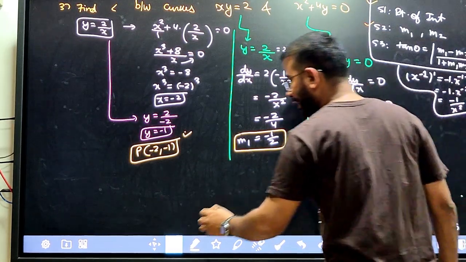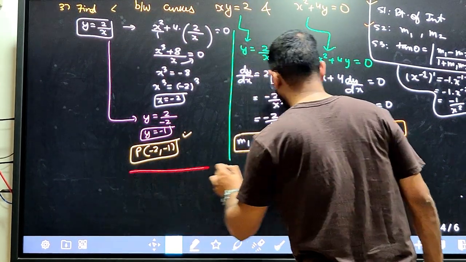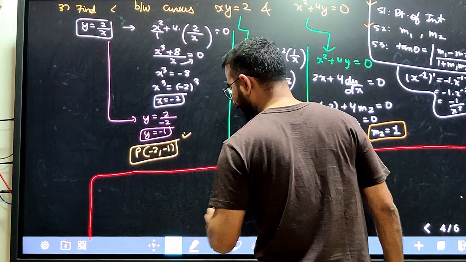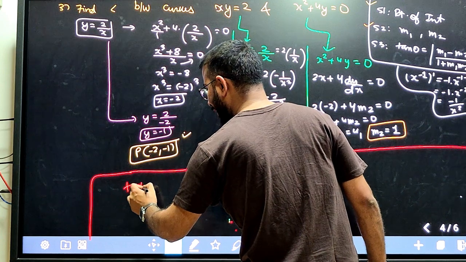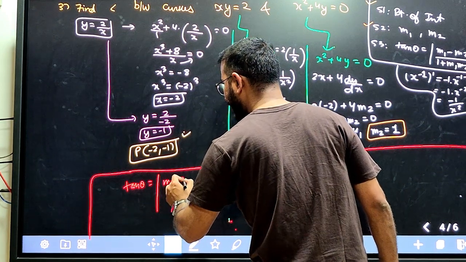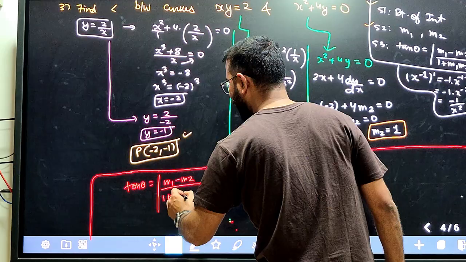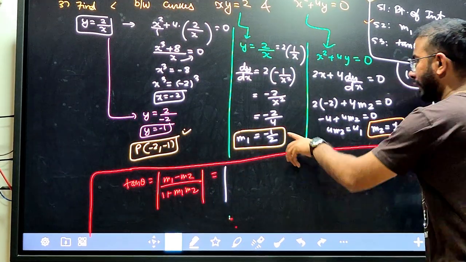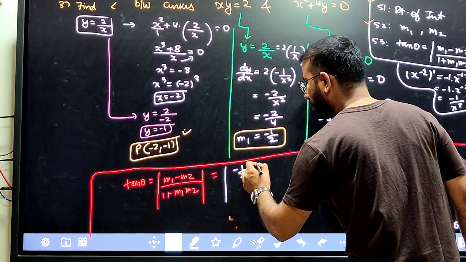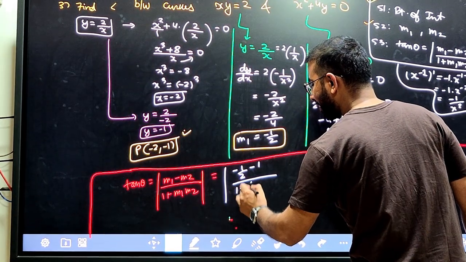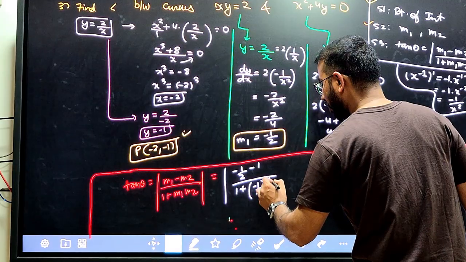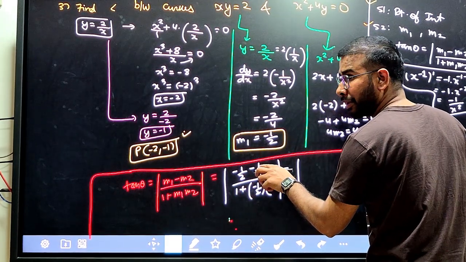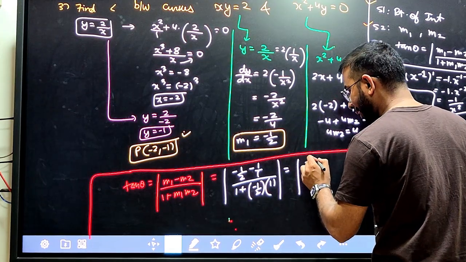Step 2 is done. Now what is there? Last step. What is the last step, guys? Angle. That's it. So be with me. What we'll be doing in this is tan theta. What is the formula of tan theta? Mod of m1 minus m2 upon 1 plus m1 m2. Let's calculate this. What is the value of m1? Minus 1 by 2 minus 1, upon 1 plus minus 1 by 2 into 1. This is modulus, right? So now we'll take LCM. What this will become? Minus 1 minus 2.